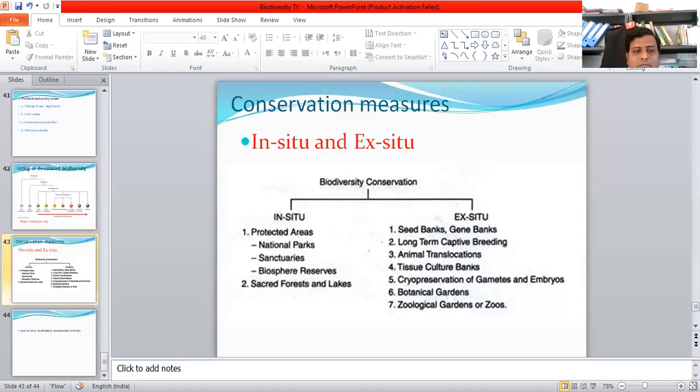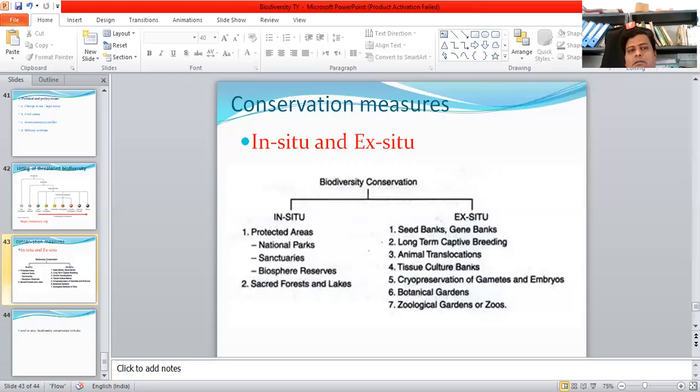There are also many advantages of ex situ conservation. We'll discuss them in a further topic. In India, there are many ex situ conservation sites. Like we were discussing, seed banks and so on.